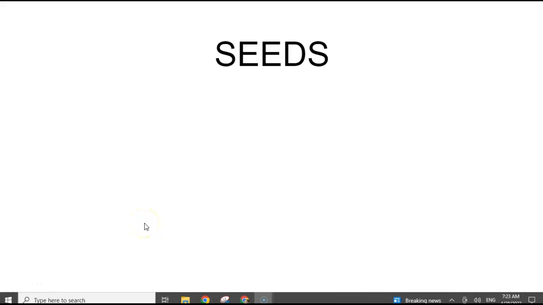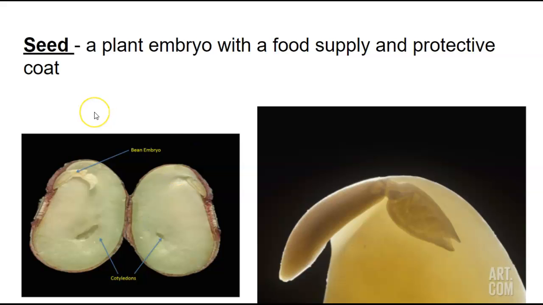Today we're going to be talking about seeds. Seeds can be your title if you're writing this in your notebook. All right, so first we need to talk about what a seed is. A seed is a plant embryo, so a baby plant with a food supply and a protective coat. We'll talk about the different parts here.